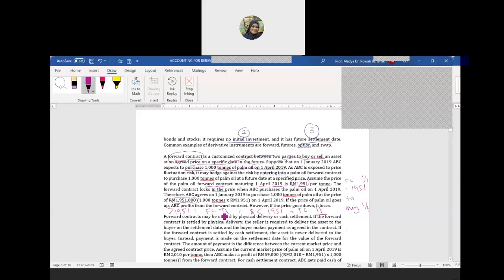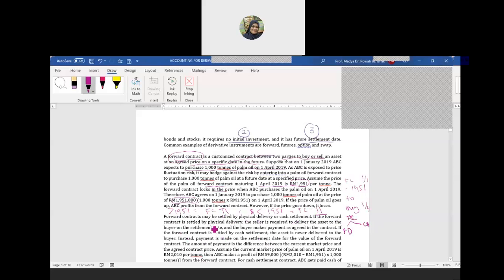A forward contract may be settled by a physical delivery or cash settlement. For the forward contract here, we have two types of settlements. Either you're going to settle with a physical delivery, and the other one is a cash settlement.